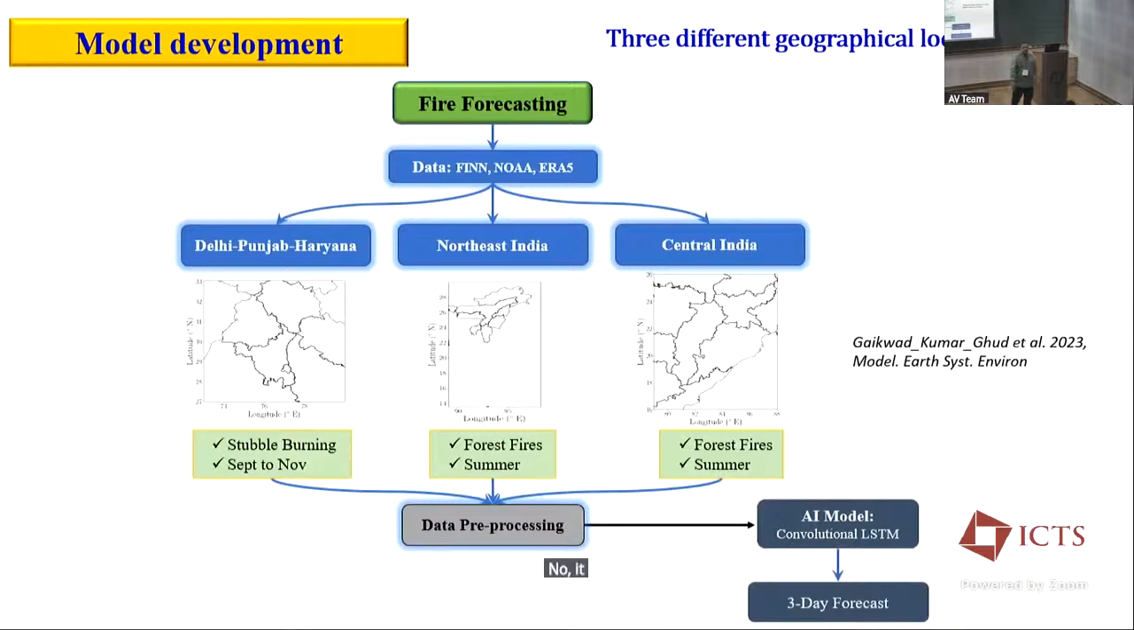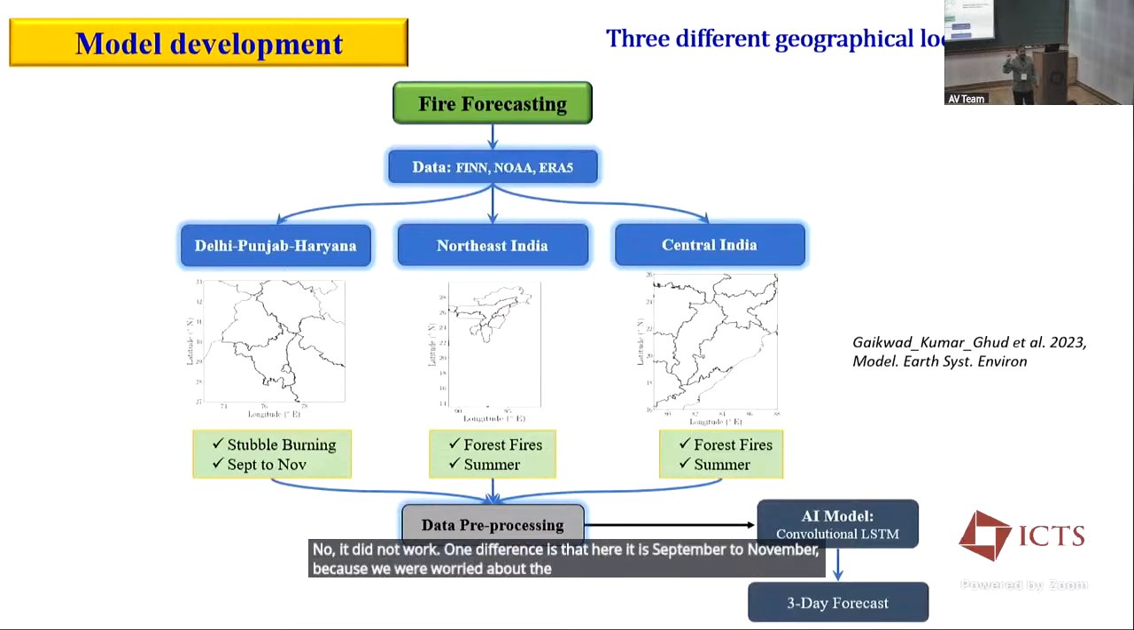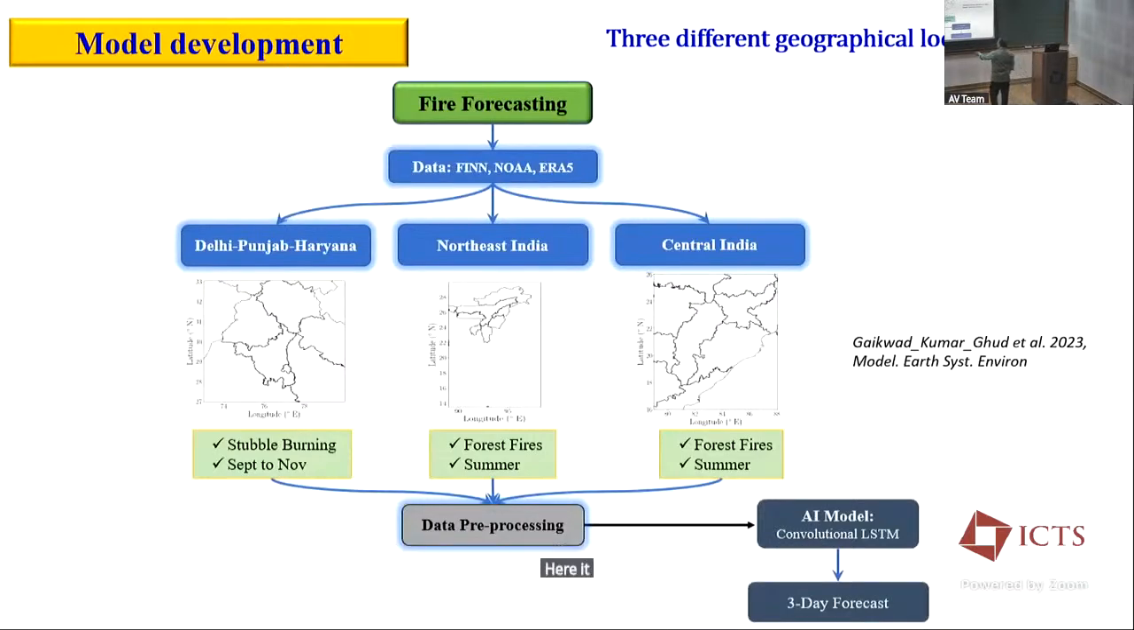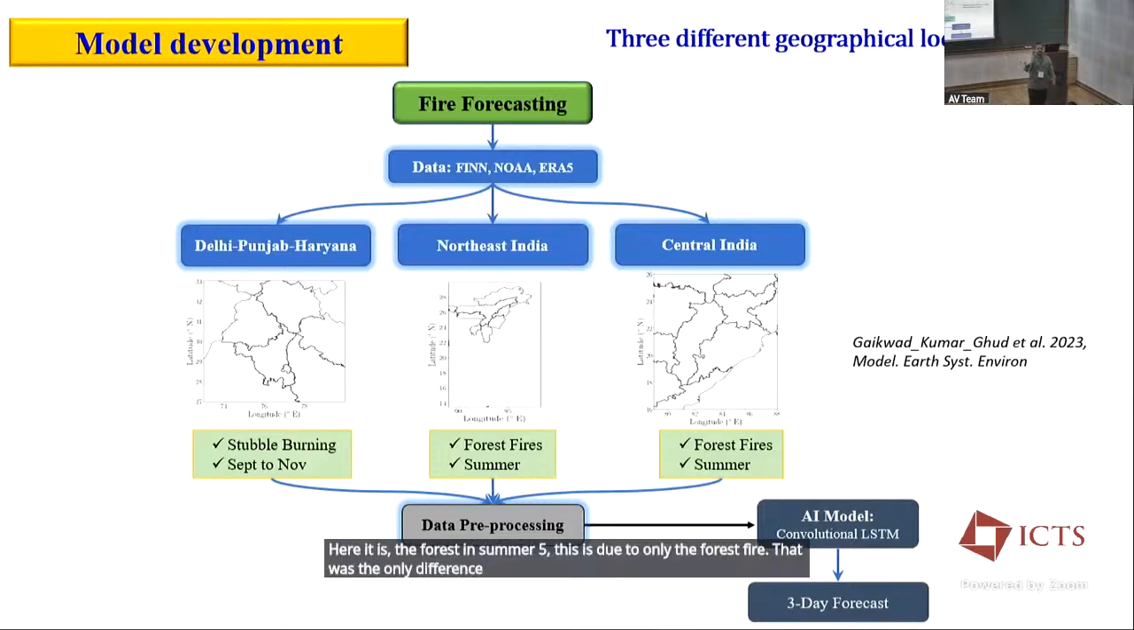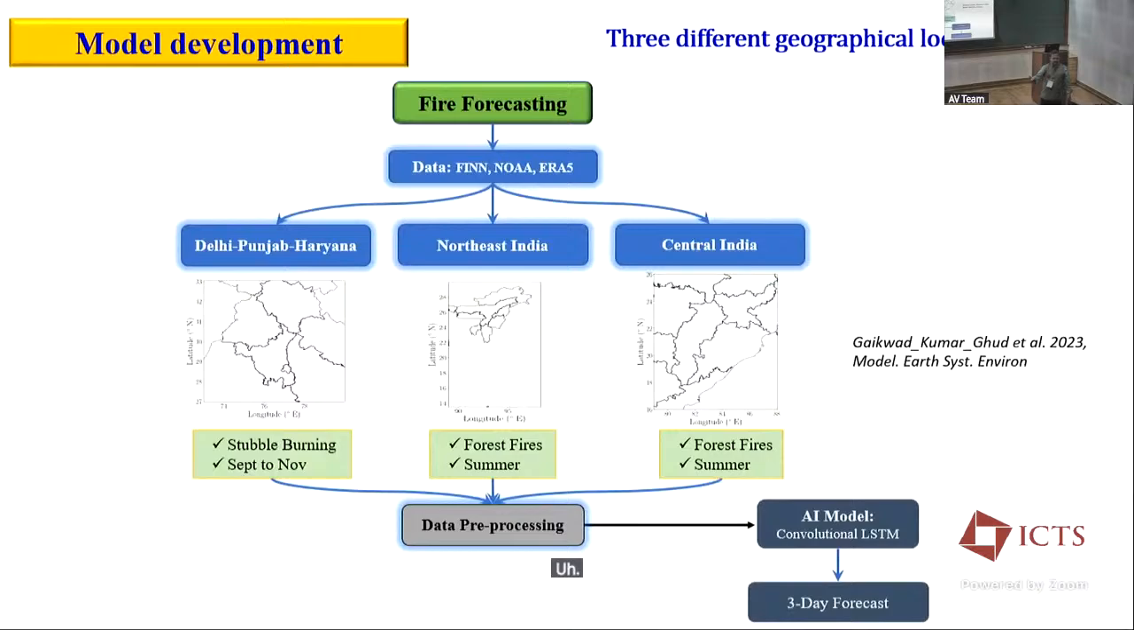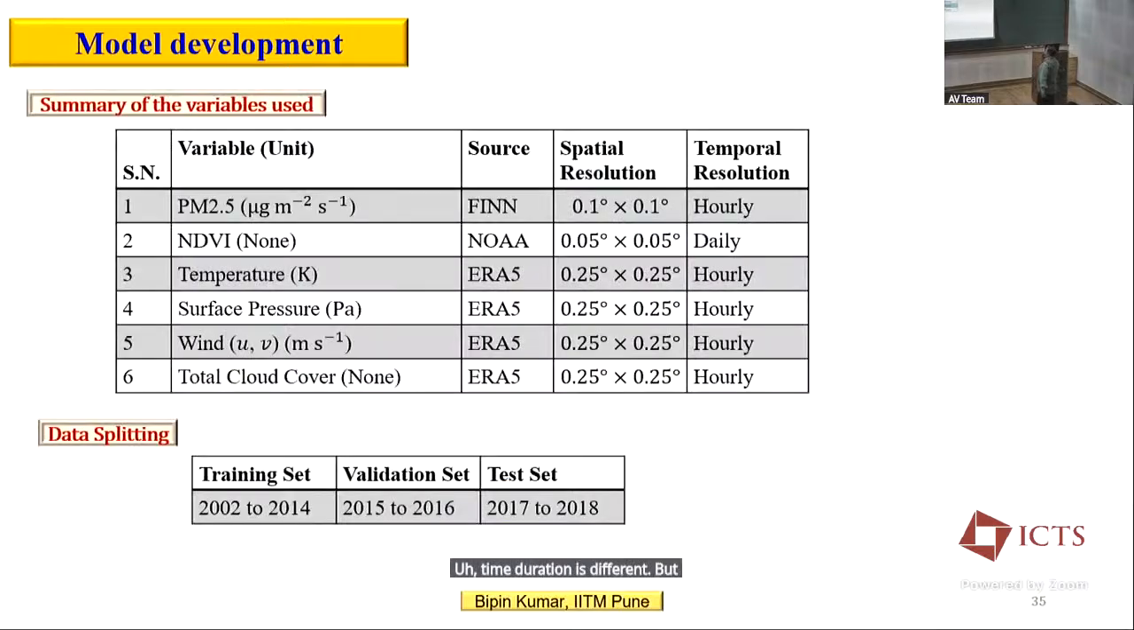One difference is that here it is September to November, because we were worried about the pollution in the NCR due to the stubble burning in Punjab and Haryana. Here it is the forest summer fire. This is due to only the forest fire. That was the only difference. The time duration is different. But he used the same model, and it did not work. Then again he had to find out what to do.